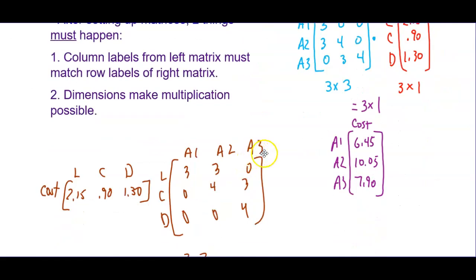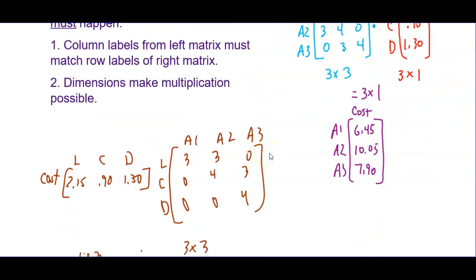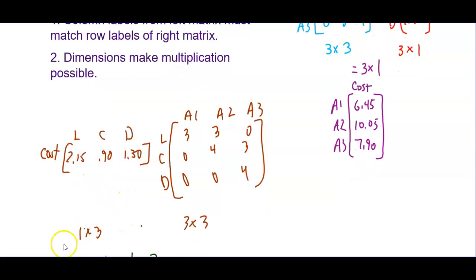There is an alternative way it could have been done. Had I done the flower types down the left side like I mentioned, I could have rotated the other matrix, the cost one, so that I have a 1 by 3 times a 3 by 3, which works mathematically, and then my flower types would match both rows and columns as well. Column labels and row labels.